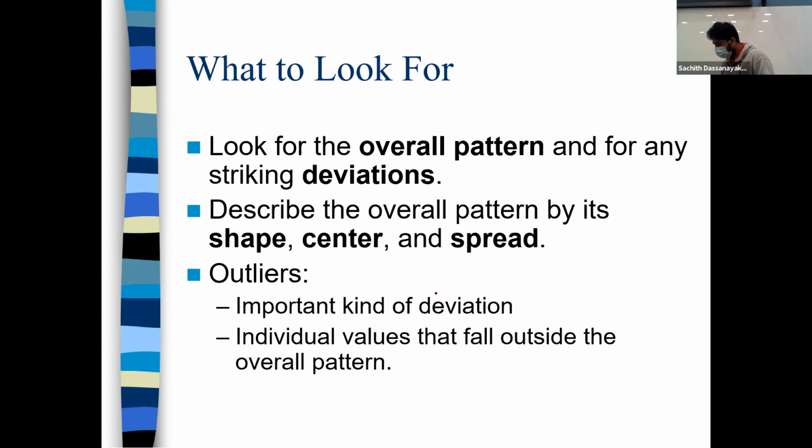Deviation, we always have to talk about it, because each and every data set has some kind of deviation from its center, from a selected point, something like that. You will see those things in a few seconds. So this overall pattern, let's simply say pattern. We consider this pattern by checking its shape, center, and spread. I'll go to these shape, center, spread later.